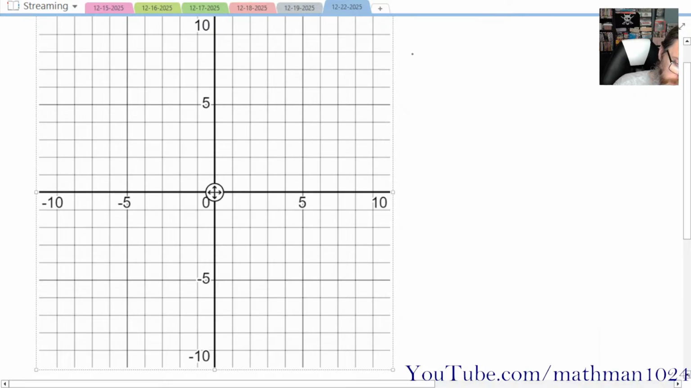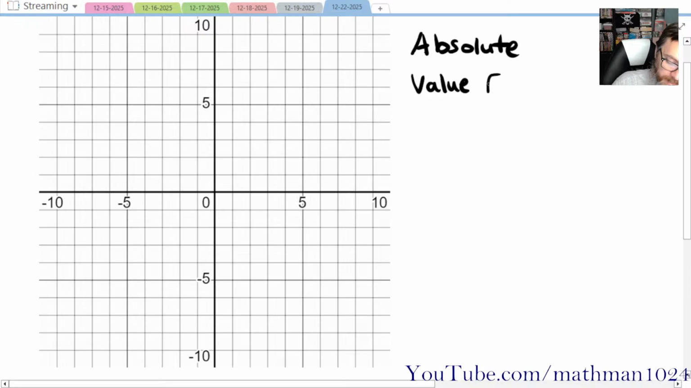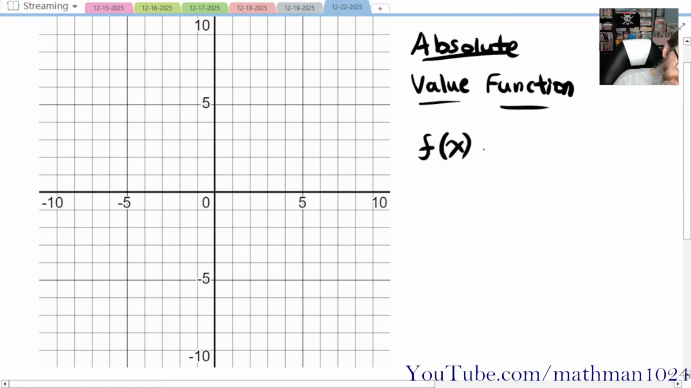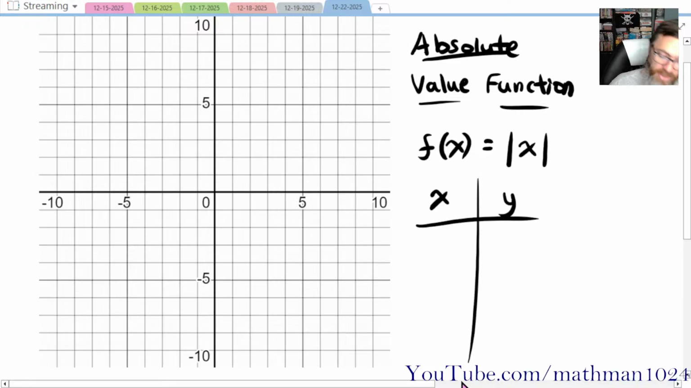All right, so let's look at your absolute value function. The absolute value function is just the absolute value of x. Every value that you plug in here, it's just going to spit out the absolute value of it. In other words, what is its distance from 0?